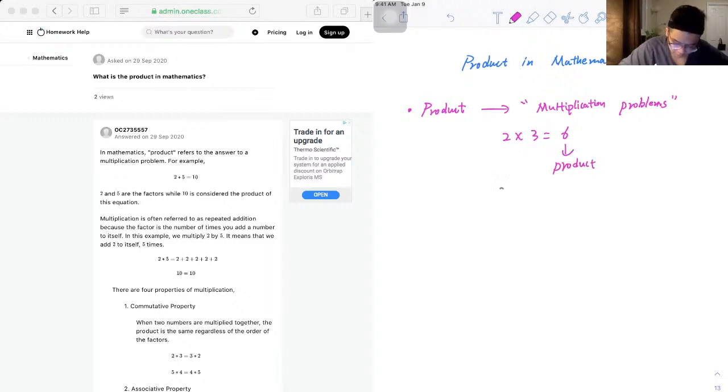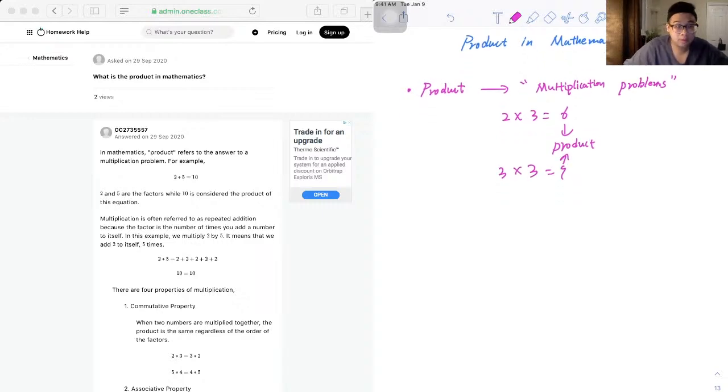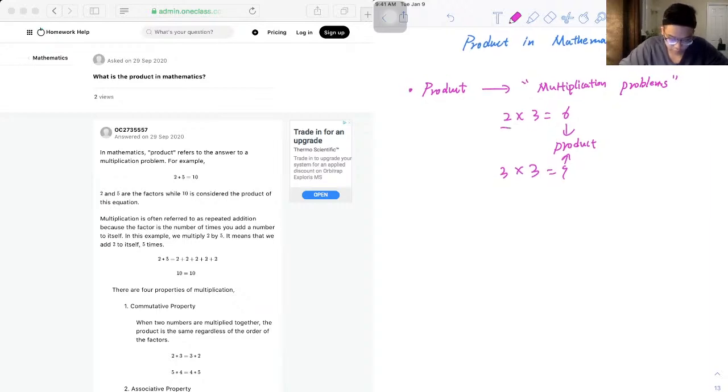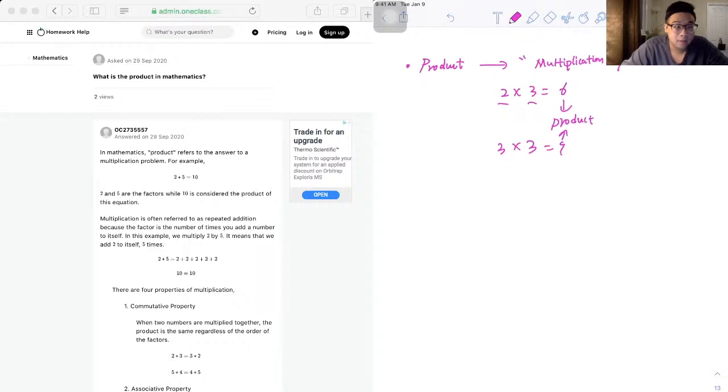And same thing if we got a 3 times 3, which is 9, 9 is also our product. And 2 and 3 are just the factors. Yeah. And also multiplication is often referred to as repeated addition because a factor is the number of times you add a number to itself.